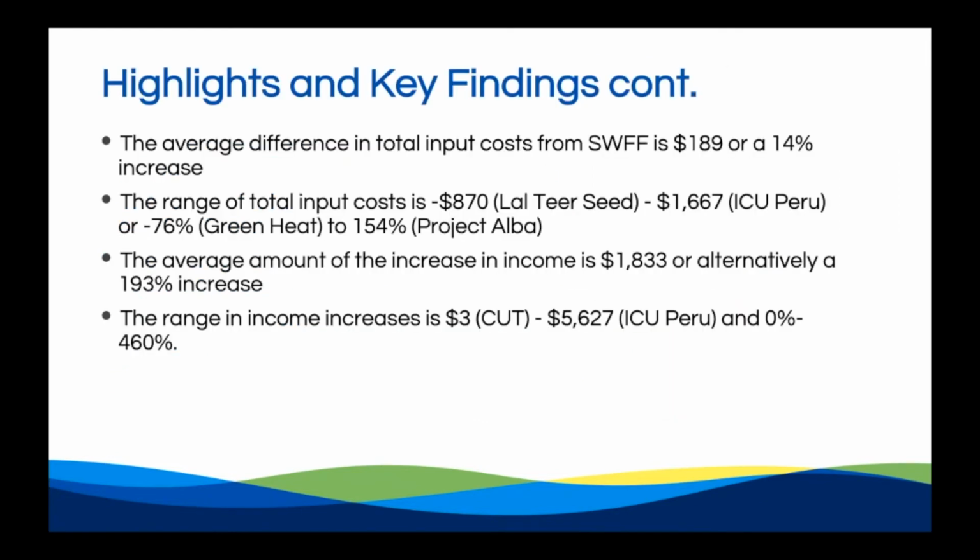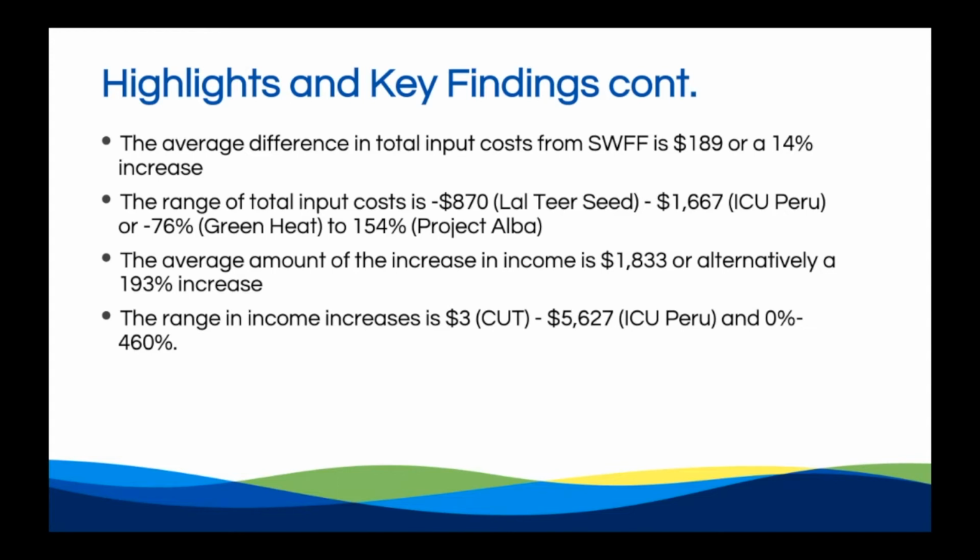So the highlights and key findings also include that the average difference in the total input costs from the SWFF portfolio was $189, or a 14% increase. The range in total input costs was a negative $870 to over a 154% increase in Project Alba, so a large range and overall increase.